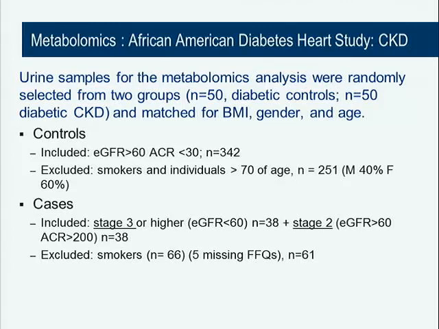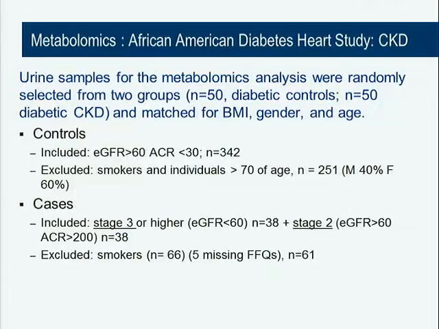And the samples were matched for BMI, gender, and age, because we know that metabolomics profiles can differentiate by BMI, gender, and age. So we matched for those. And then you can see the definition. I'm not going to try to explain it, of what the controls were and what the cases were. And it excluded smokers and individuals over 70 for this. And this included stage 2 and stage 3 chronic kidney disease.